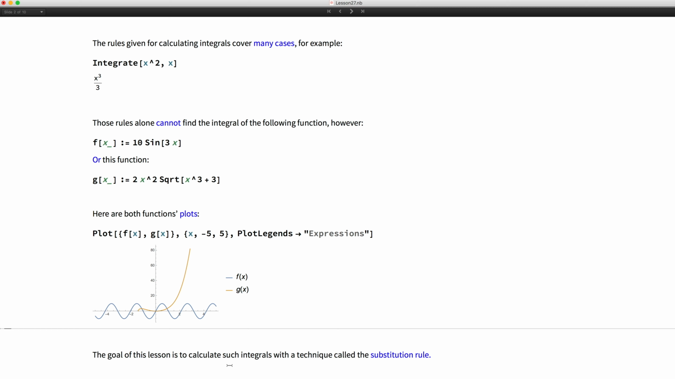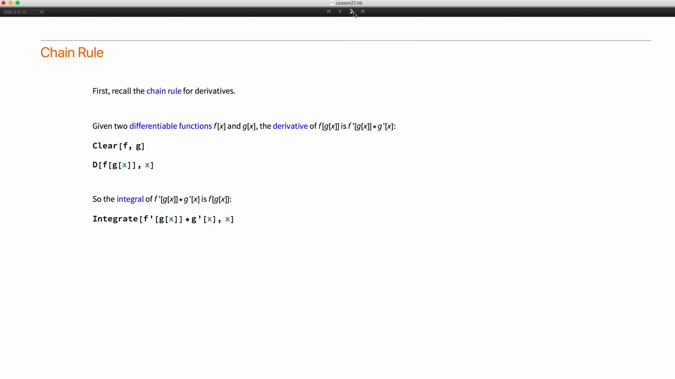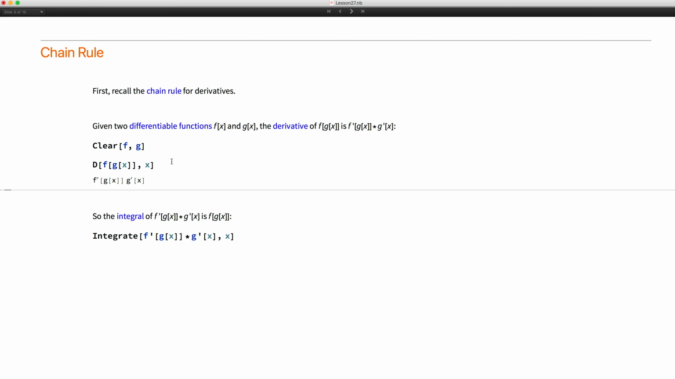The goal of this lesson is to try and calculate such integrals using what is called the substitution rule. But to do that, I must recall the chain rule for you. The chain rule says that if you have two functions f of x and g of x, then the derivative of their composition, f of g of x, is f prime of g of x times g prime of x. So here's the rule a little more formally using d, and you get back the answer that you expected.